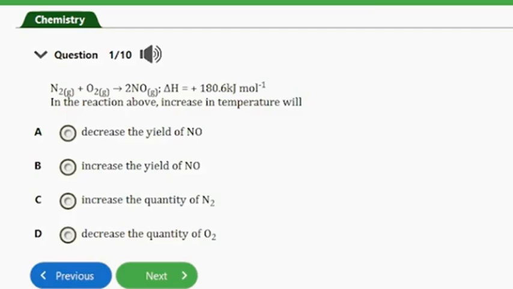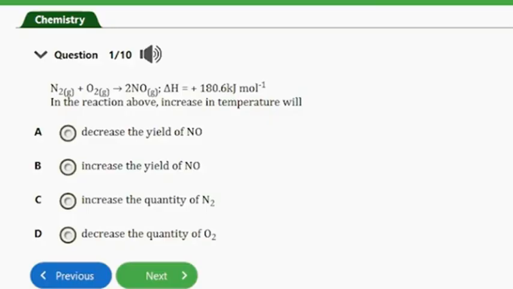So we have here in the reaction above, increase in temperature will A, decrease the yield of NO, B, increase the yield of NO, C, increase the quantity of N2, D, decrease the quantity of O2.